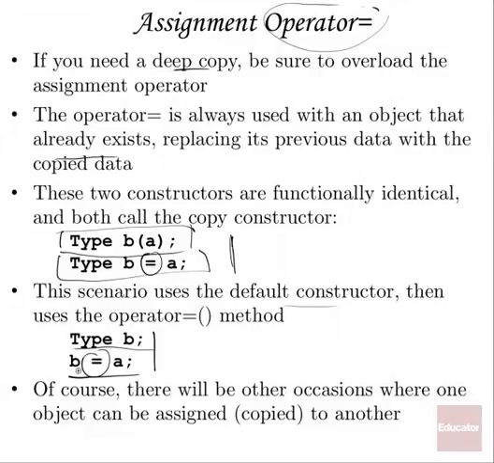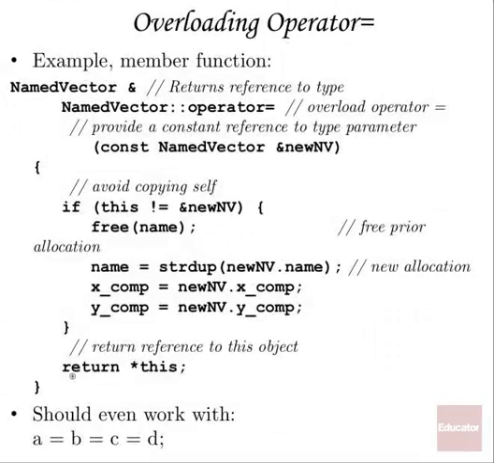And of course, there are other occasions where you'll be right in the middle of the code and need to set this vector equal to that vector. So you'll be using the equals operator. And you want to copy all of that data, including the name, into the new object. So here's an example of how we're going to do that. We're going to use that as a member function.